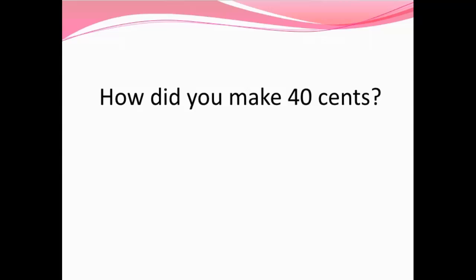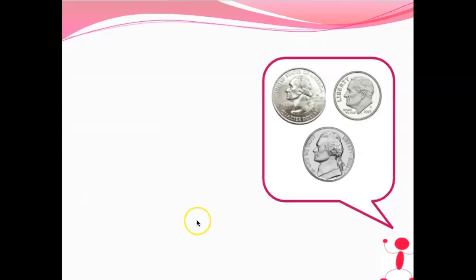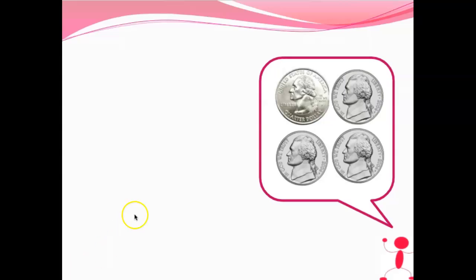So how did you make 40 cents? If you haven't made it yet, please do that before you move on. Okay, this was one way to make 40 cents. 4 dimes: 10, 20, 30, 40. Here was another way. 25, 30, 40. And here's another way. 25, 30, 35, 40.